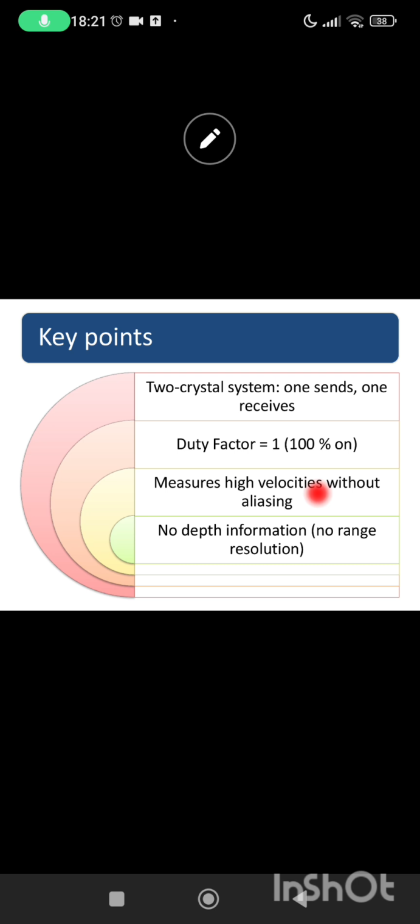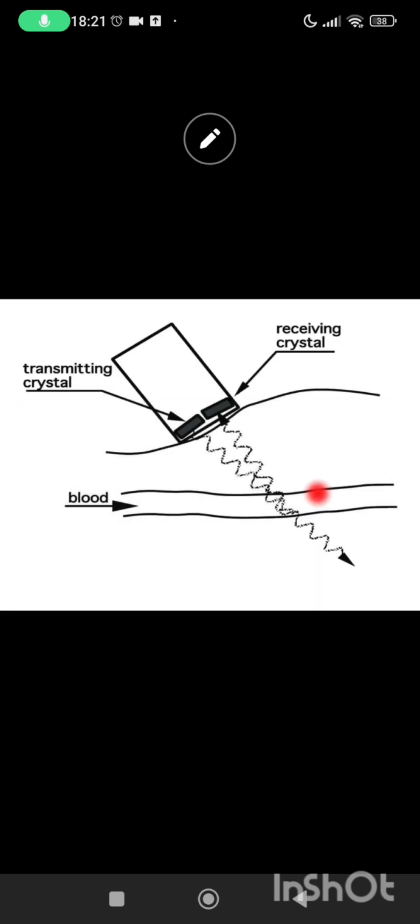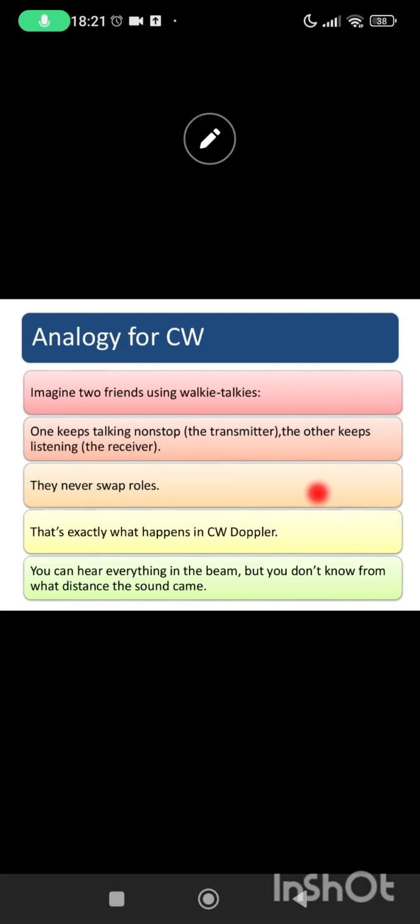But there is no range resolution. We have no idea where the signals are coming from, no depth information. Excellent. So it has two crystals, one transmits and the other receives the signal.